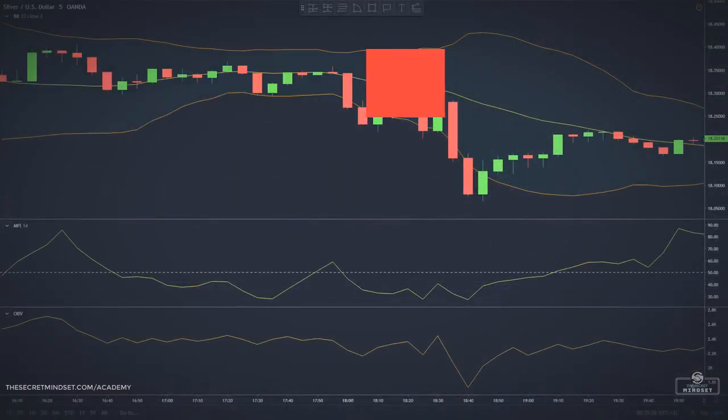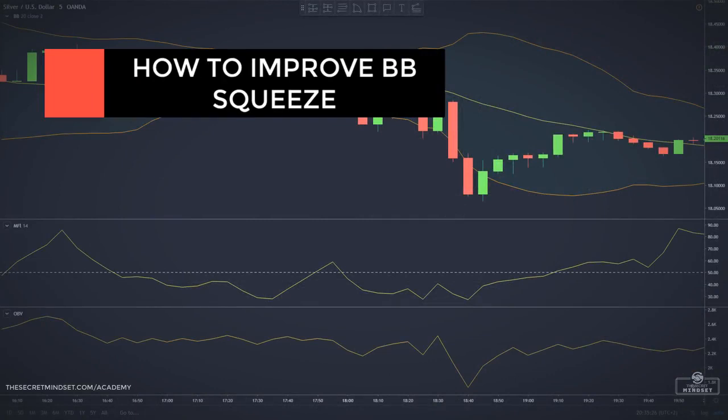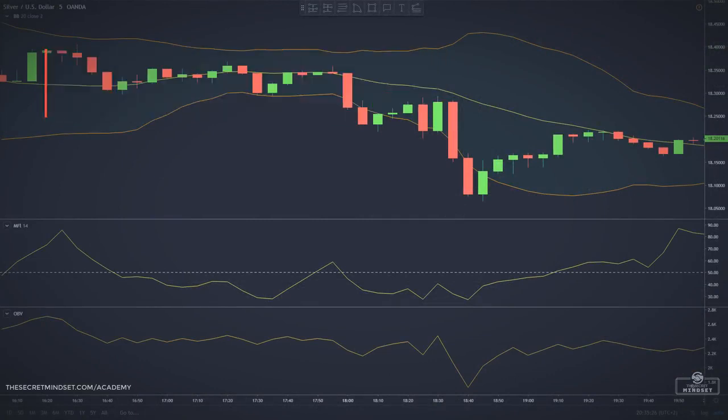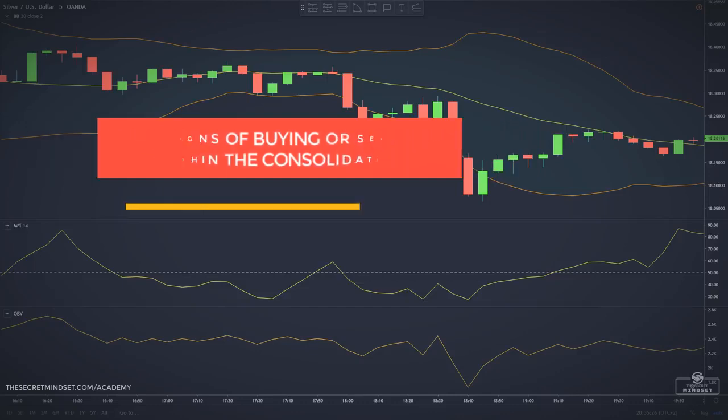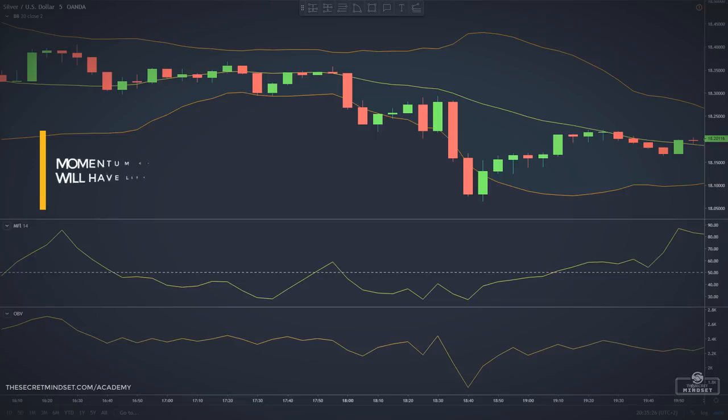Because the Bollinger Band squeeze doesn't provide any directional clues, you must use other aspects of technical analysis to anticipate or confirm a directional break. In addition to basic chart analysis, you can also apply complementary tools to look for signs of buying or selling pressure within the consolidation. Momentum oscillators or moving averages will have no use during a consolidation because these indicators simply flatten along with price action.